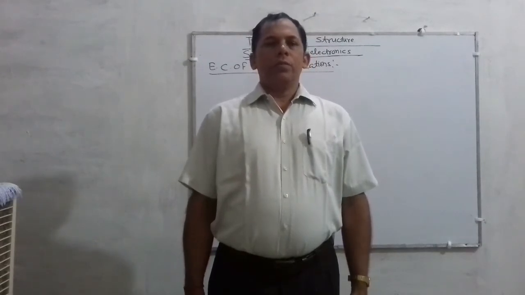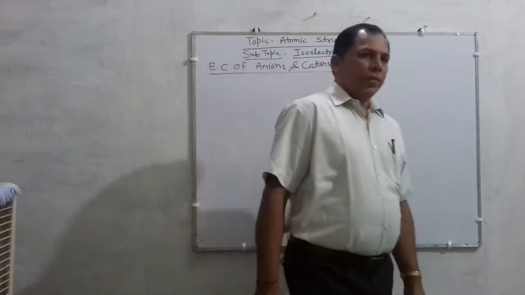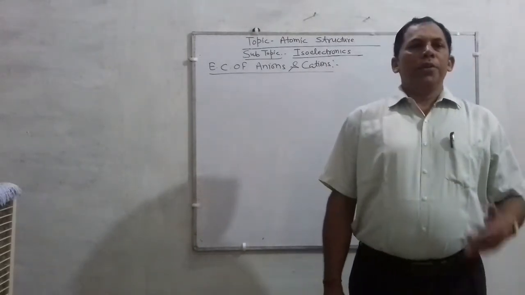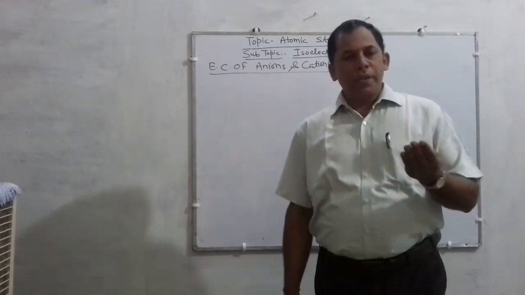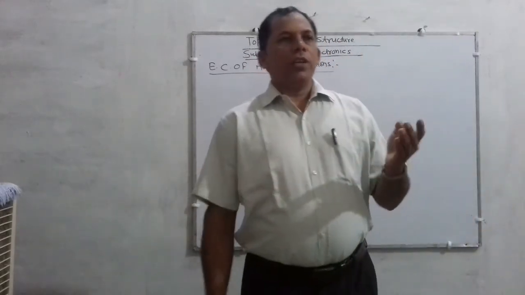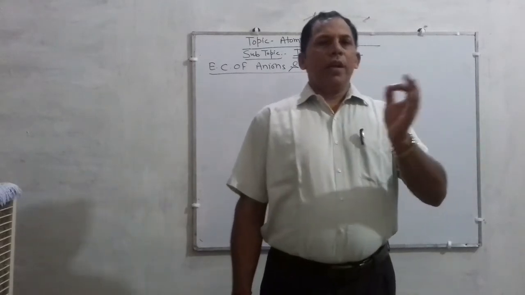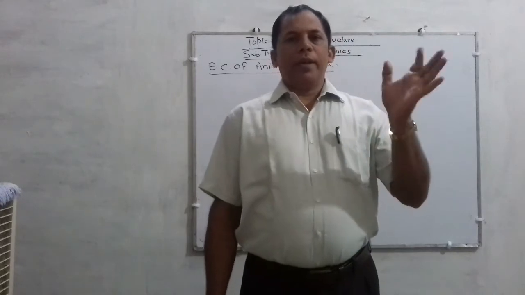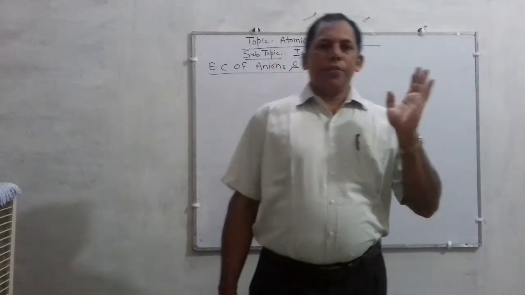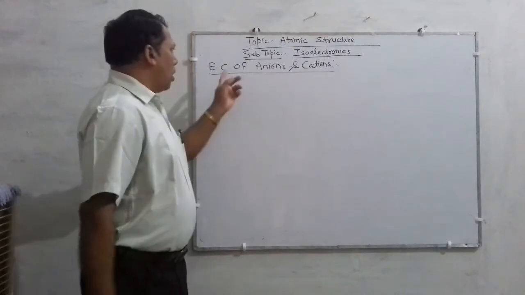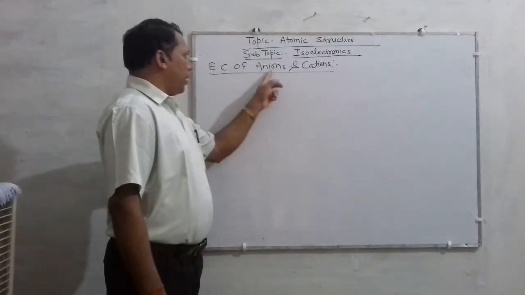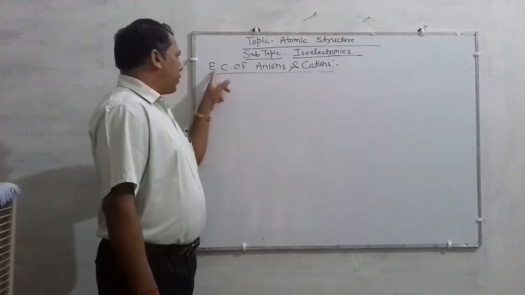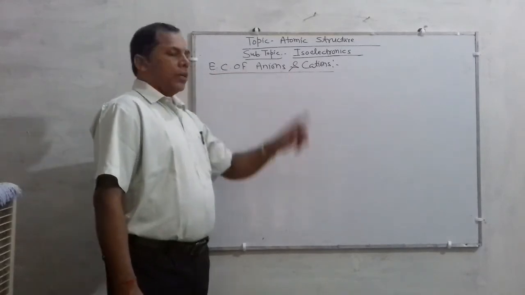Okay, so in order of revision of the chapter Structure of the Atom, in today's lecture I want to explain how the electronic configuration of cations and anions is written, and what isoelectronic species are. So let's start. How is the electronic configuration (EC) of anions and cations written?